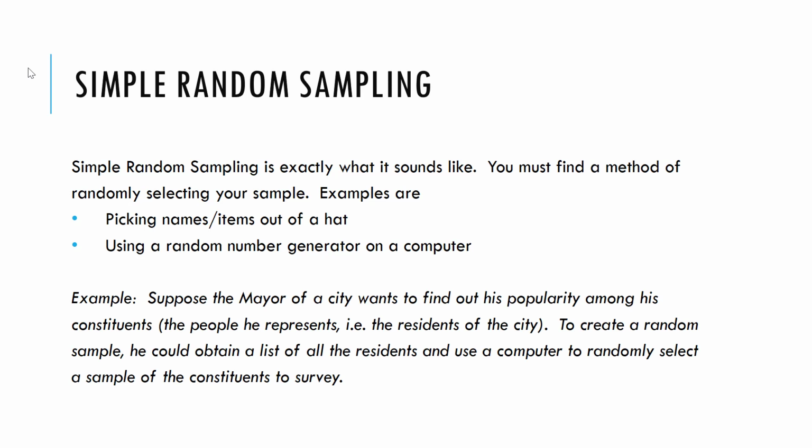For example, suppose the mayor of a city wants to find out his popularity among his constituents. Constituents means the people he represents or the residents of the city. To create a random sample, he could obtain a list of all the residents and then use a computer to randomly select a sample of the constituents to survey. This is an example of simple random sampling.